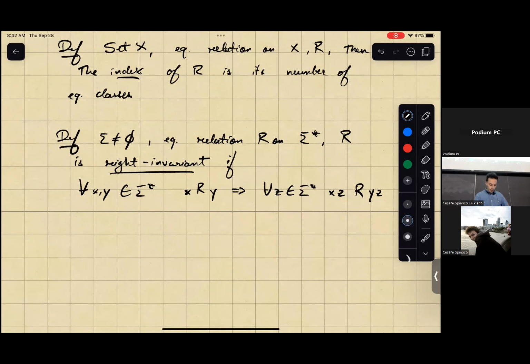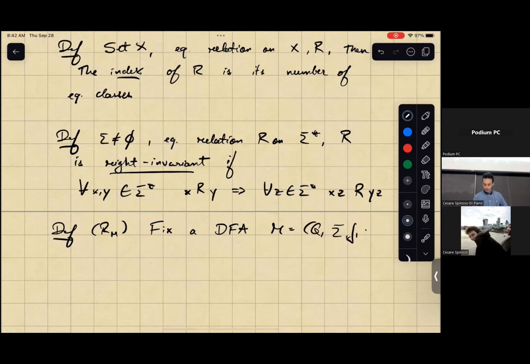Okay. So now let's introduce a new relation, which is going to turn out to be an equivalence relation and also right invariant. So I'm going to denote this relation R sub M. You'll see why in a second. Let's fix a DFA M, which I'll write out explicitly. I think in this case, I'm going to use the start state as Q0, but S0 would have been just as good.